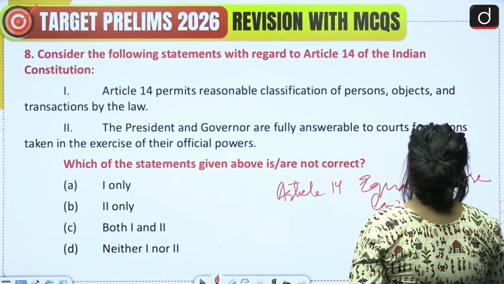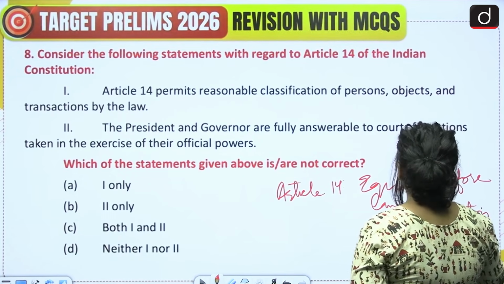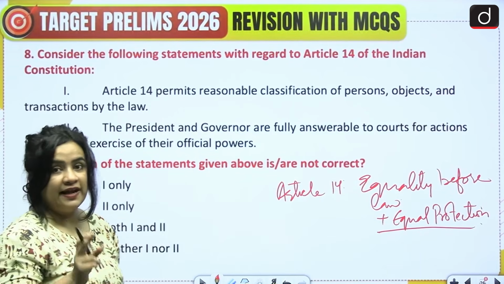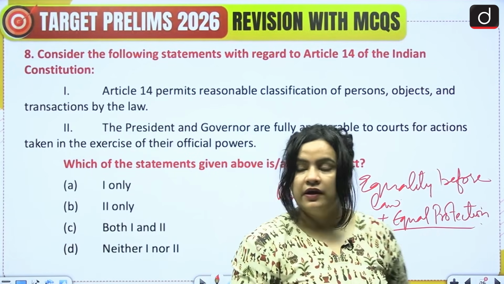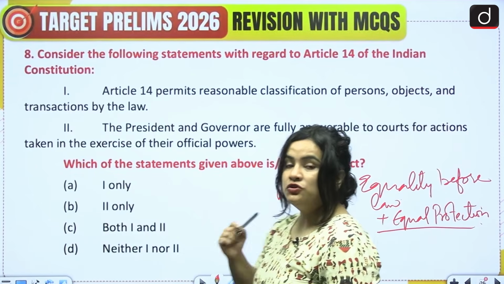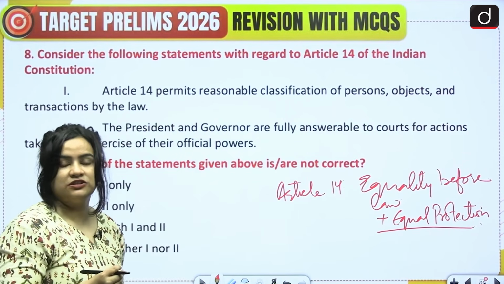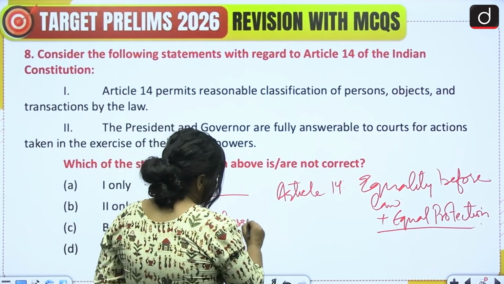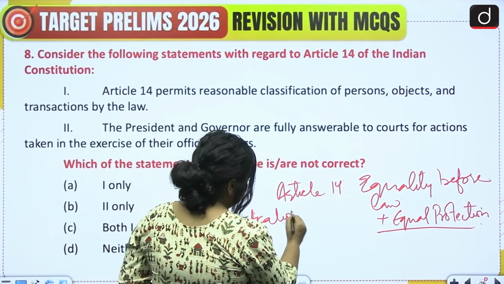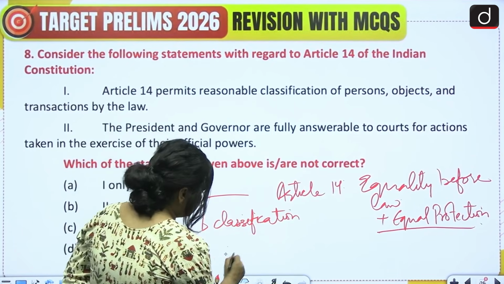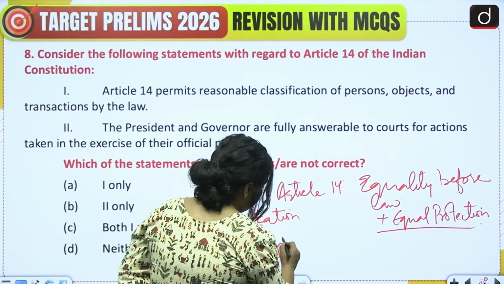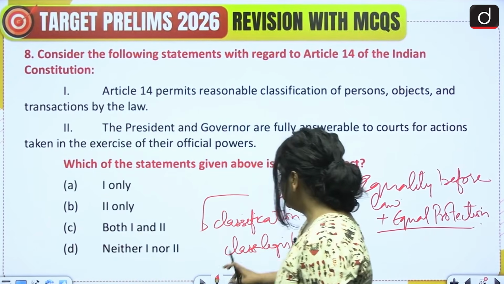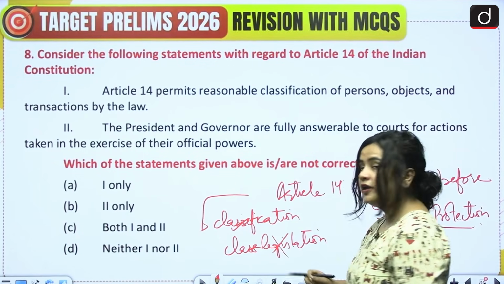Now, when we are talking about equality, we assume that there is absolutely no distinction that is permitted. However, Article 14 does not prohibit any distinction, or it does not prohibit classification. Classification is permitted by Article 14. What is prohibited is class legislation or arbitrary discrimination against a particular class. All right. So this is permitted, this is prohibited.